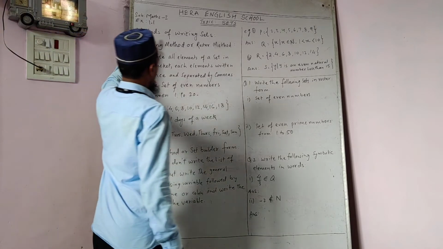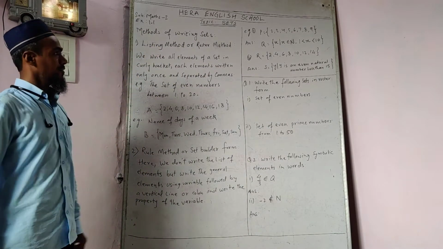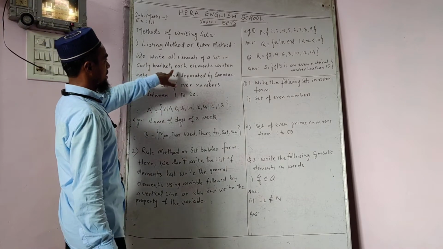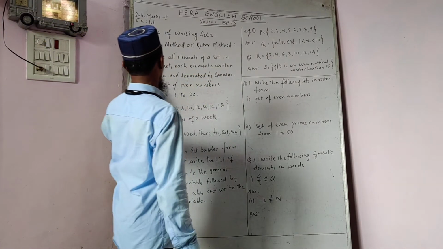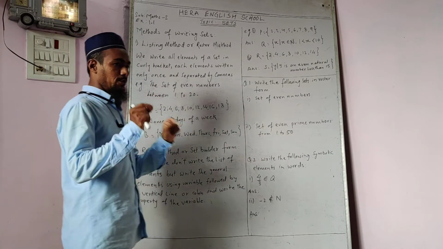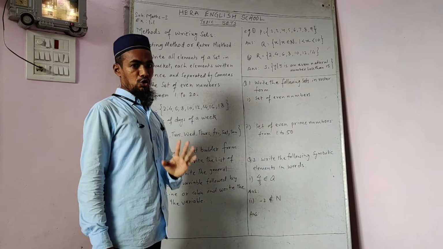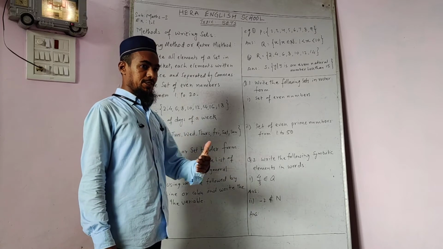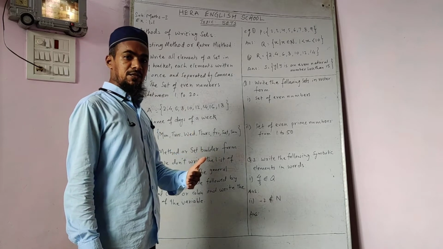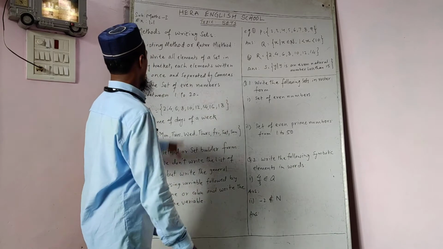We write all elements of a set in curly brackets. We write all the elements of the given set in two curly brackets. Each element is written only once. Be careful: whenever we write the elements of the set in curly brackets, each element should appear only once. We will not repeat the digits or numbers. Only write the particular digit or number once in the curly brackets.